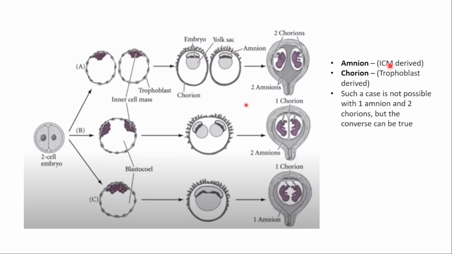So we know that amnion is inner cell mass derived. Amnion is an embryonic structure specific to the fetus. The epiblast will give rise to the amnion. Amnion is derived from the inner cell mass, while the chorion is the outer extraembryonic structure derived from the trophoblast. So now the number of trophoblasts will determine the number of chorions, and the number of ICMs, or inner cell masses, will determine the number of amnions. So we here will generate two chorions and two amnions.